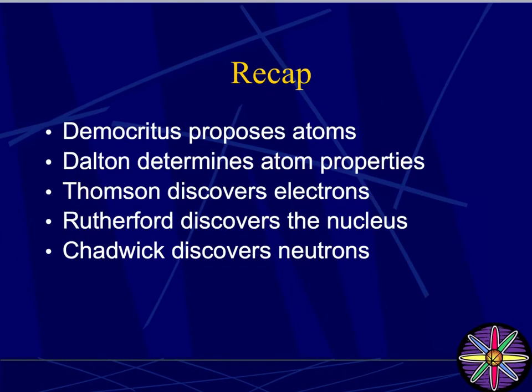Okay, let's just recap the things that we've gone over with our discoveries. Democritus proposed atoms, first one to say there was an atom. Dalton determined the atom's properties, and he had his atomic theory. Thomson discovered the electrons with his cathode ray tube. Rutherford discovered the nucleus with his gold foil experiment. And Chadwick discovered neutrons. He really didn't do anything, but he calculated and decided that there was something in there and named it a neutron.